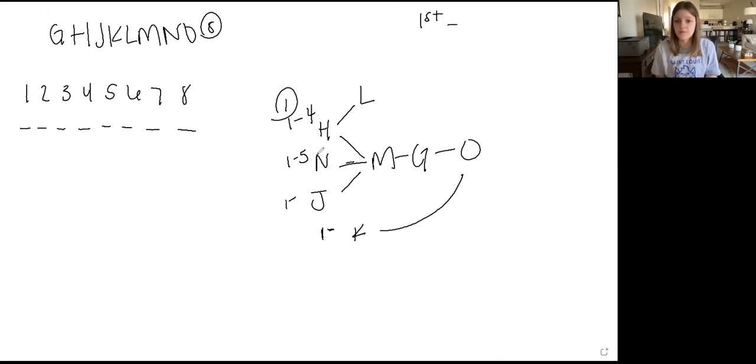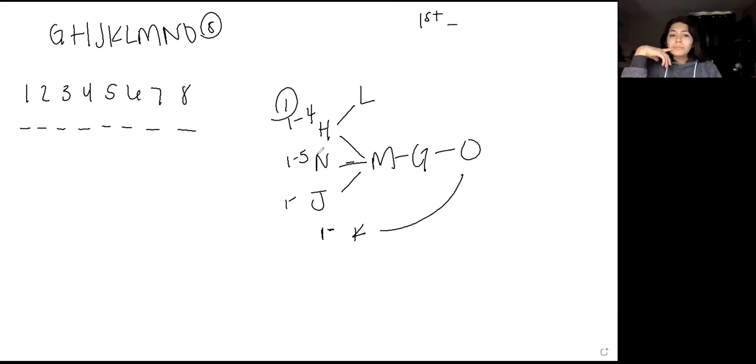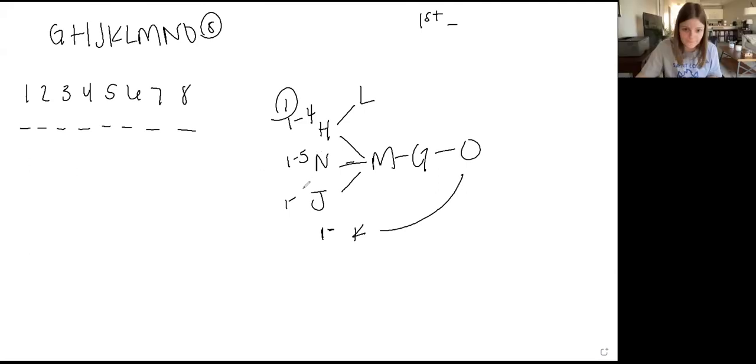Do the same thing for J. How many have to come after J? The same 3, so it can only go to 5, 1 through 5. Yep. So we have a range of 1 through 5 for J.